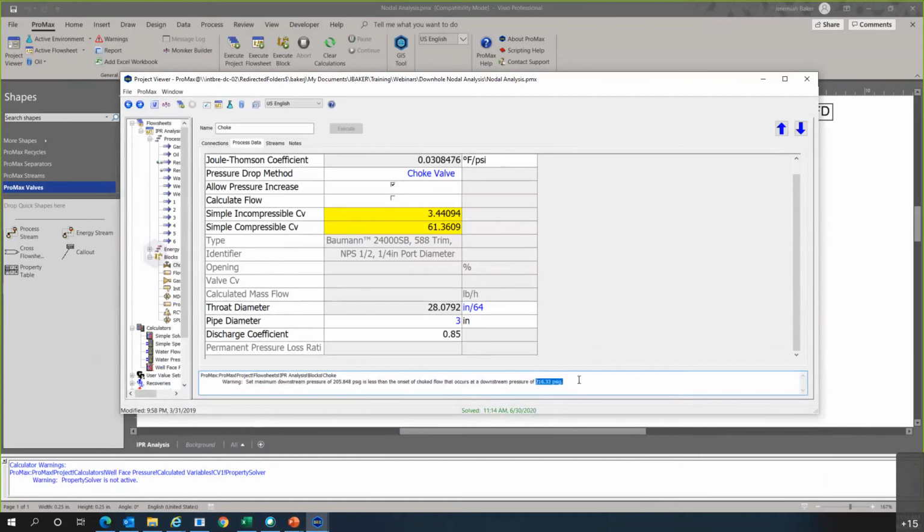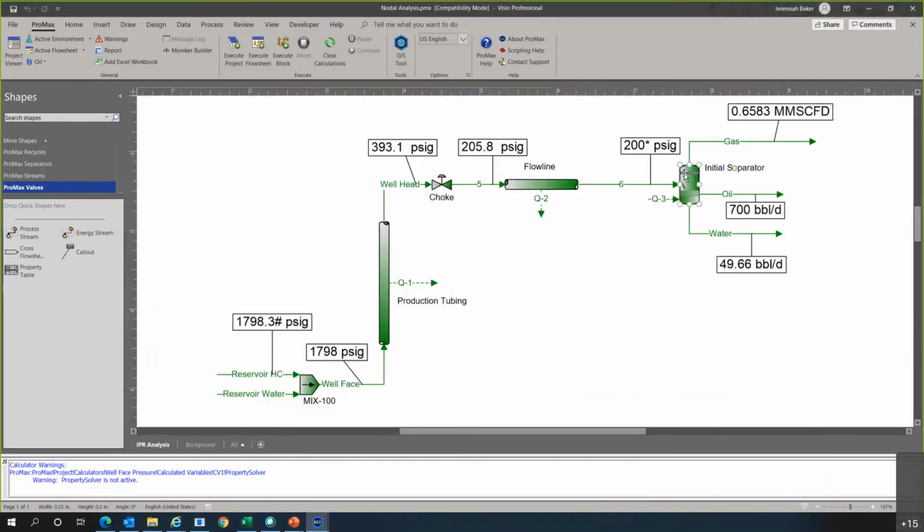So in this case, we actually tend to like choke flow because what that means is that I can change the pressure at my separator here. And if I say I need to increase that pressure from 200 to 205, that shouldn't play a role in actually changing my production level. So it kind of insulates my facility operation from my production operation.